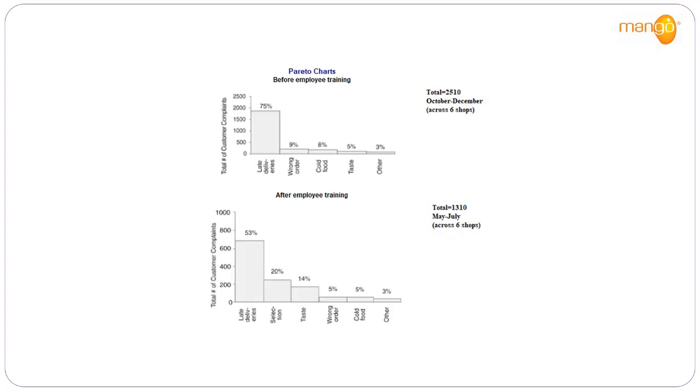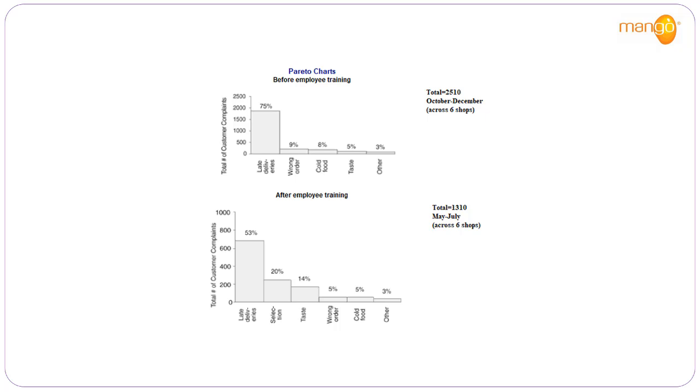The Pareto of before, this was the 3 months before the solutions were put in place across 6 shops. They had about 1,700 late deliveries. 3 months, May to July in the following year, they had around 700. So they dropped by at least 1,000 late deliveries. And then, as you see previously, wrong order, the cold food, taste wasn't good.